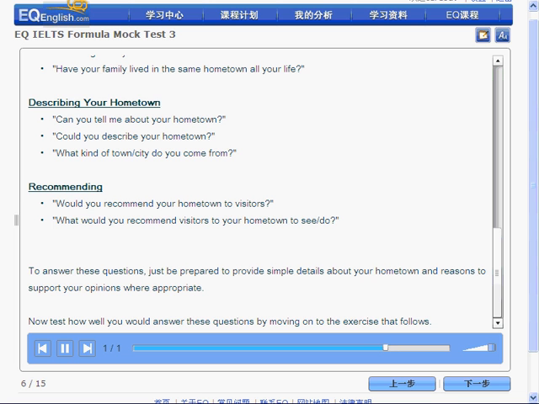To answer these questions, just be prepared to provide simple details about your hometown and reasons to support your opinions where appropriate. Now test how well you would answer these questions by moving on to the exercise that follows.